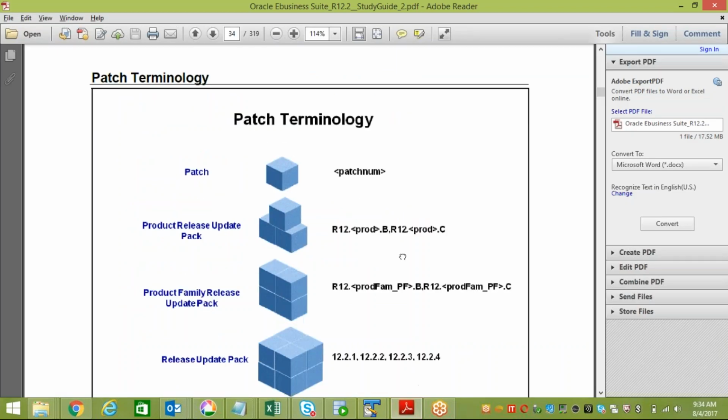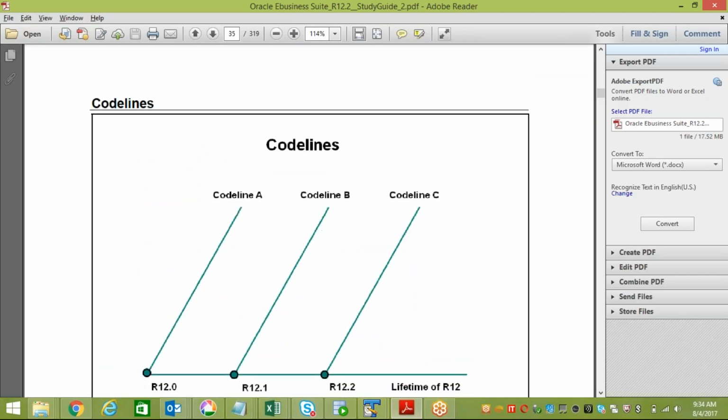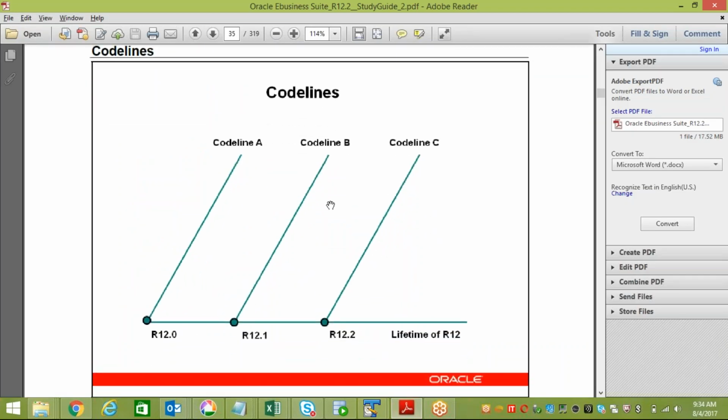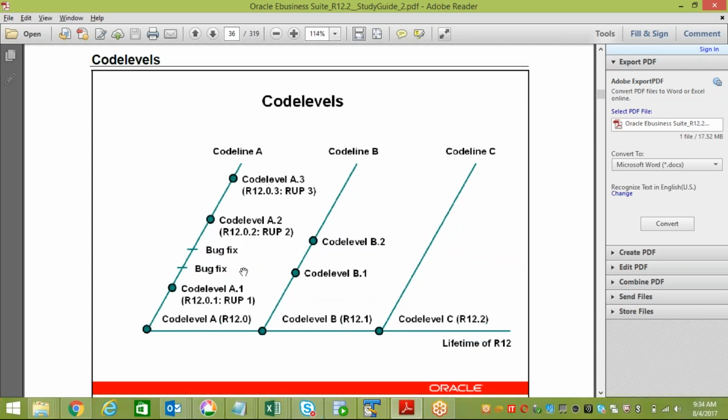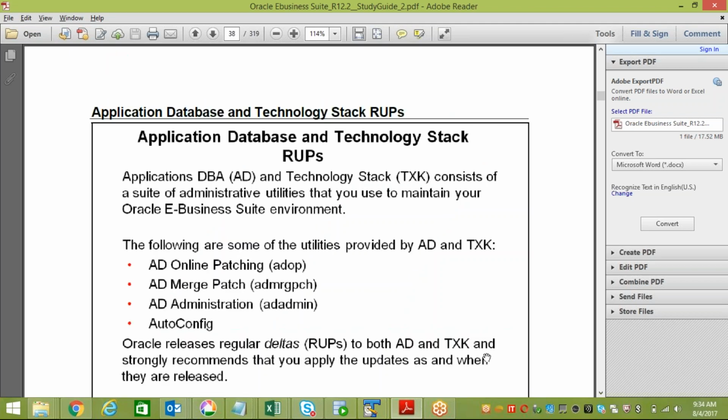Go back to your slide. So code lines: they will be releasing like 12.0 and then 1, then 2, something like that. This shows the sequence of how they will be applied. Bug fix, bug fix, this is what I explained to you. It's a diagram format. So bug fixes and the RUP patches, RUP mini packs we will call them, they club together and release as 12.1, and they club everything and release as 12.2. It will go like that.